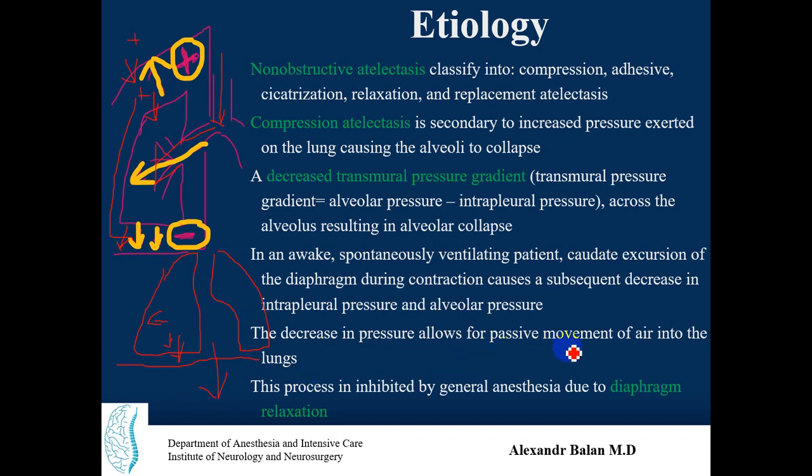The decrease in pressure allows for passive movement of air into the lungs. So as we talked previously, you are inspiring oxygen, the intrapleural space pressure is negative, and for this reason oxygen is pulled inside and the lung expands in all directions. This process is inhibited by general anesthesia due to diaphragm relaxation. So when you are applying neuromuscular blocking drugs, you interrupt this synchronized action of the diaphragm, which participates as the main muscle in the respiratory process.